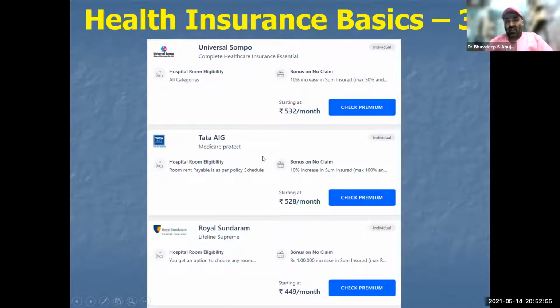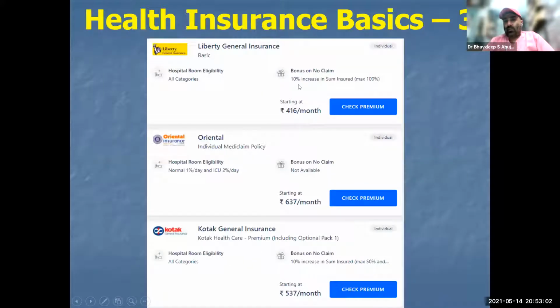All those plans, the rates are not much different. They would hardly make a difference of a few thousands only. And these are the rates usually for a 30-year non-smoker female in the particular level of city. They are all based on that. Then Liberty General Insurance Basic Plan, Oriental Individual Mediclaim Policy, Kotak General Health Insurance.